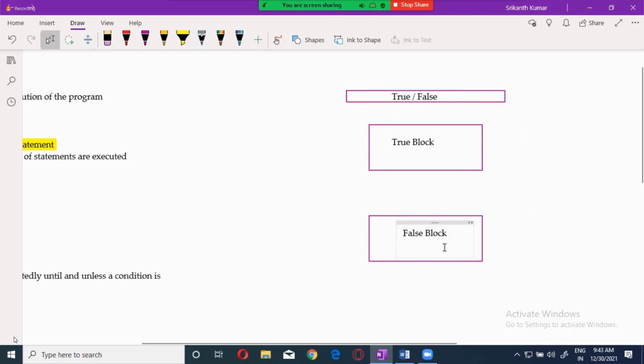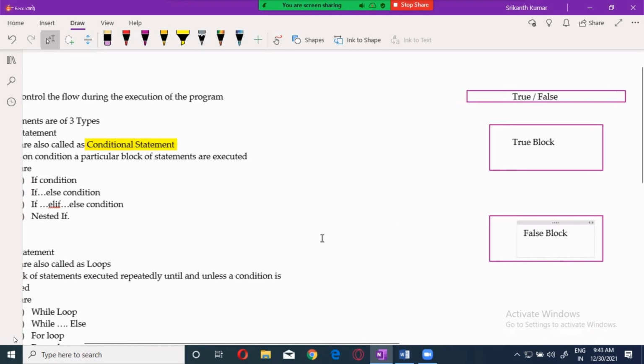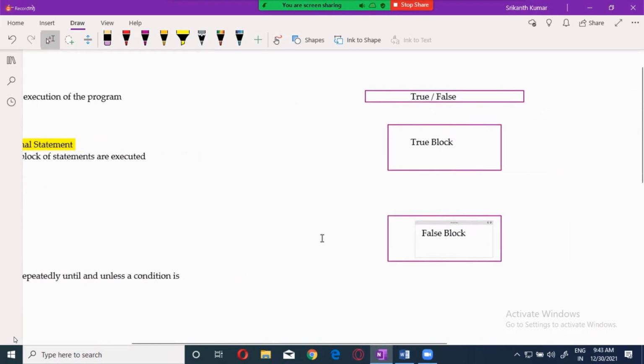Again, how many blocks are possible to execute? Only one block. At any given point of time, only one block will be executed, guys. Remember this. At any given point of time, only one block will be executed in a selection statement, which is also called a conditional statement. You can have n number of blocks, but stick to the basic that only one block will be executed at any given point of time.